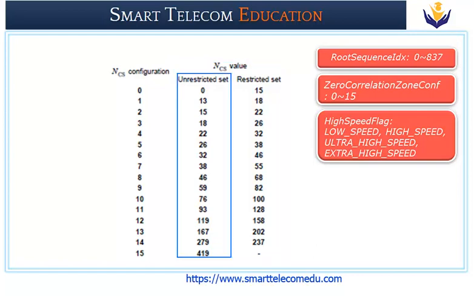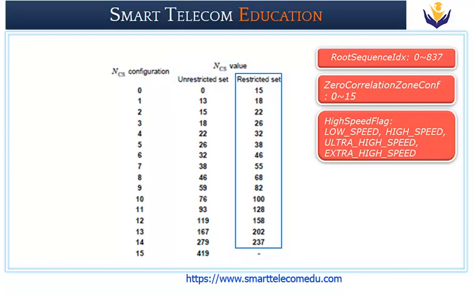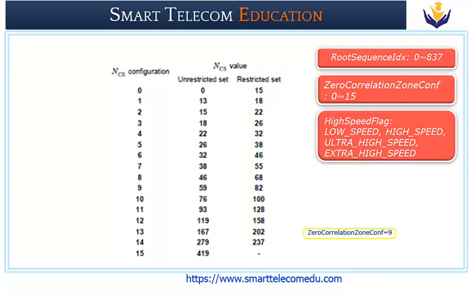The unrestricted set is for high-speed flag equal to false, and the restricted set is for high-speed flag equal to true. For example, if the zero correlation zone config parameter is equal to 9, and the high-speed flag is false, then the NCS value is equal to 59.